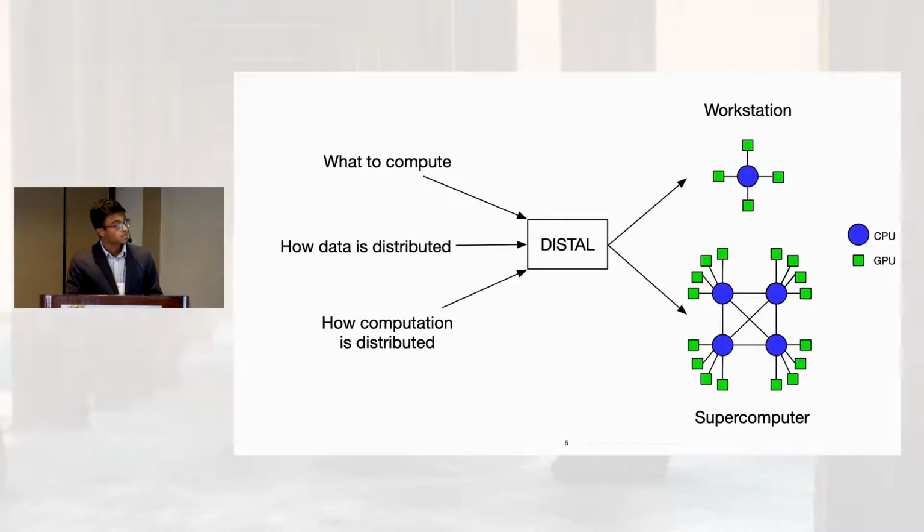So our compiler DISTAL is going to take these three inputs and output code that runs at a scale from a workstation all the way up to a supercomputer. Okay, so I've given you the high level of DISTAL now, and I'm going to talk about the specific three input languages you're going to use to describe these things to the compiler.